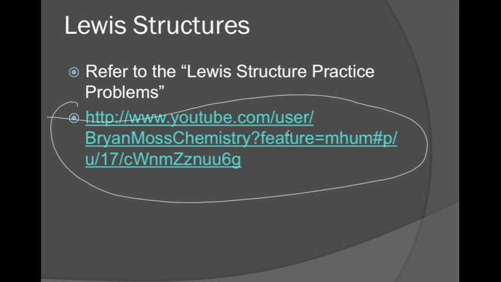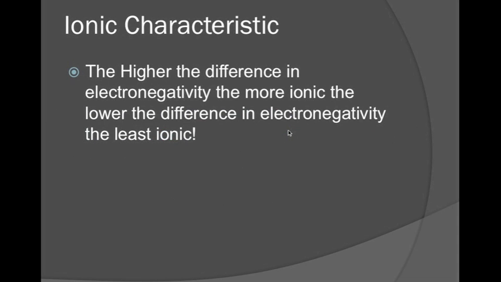Guys, looking at ionic character, the higher the difference in electronegativity, the more ionic something is. The lower the difference in electronegativity, the less ionic it is. And that goes back to our chart of ionic, polar covalent, and non-polar covalent.